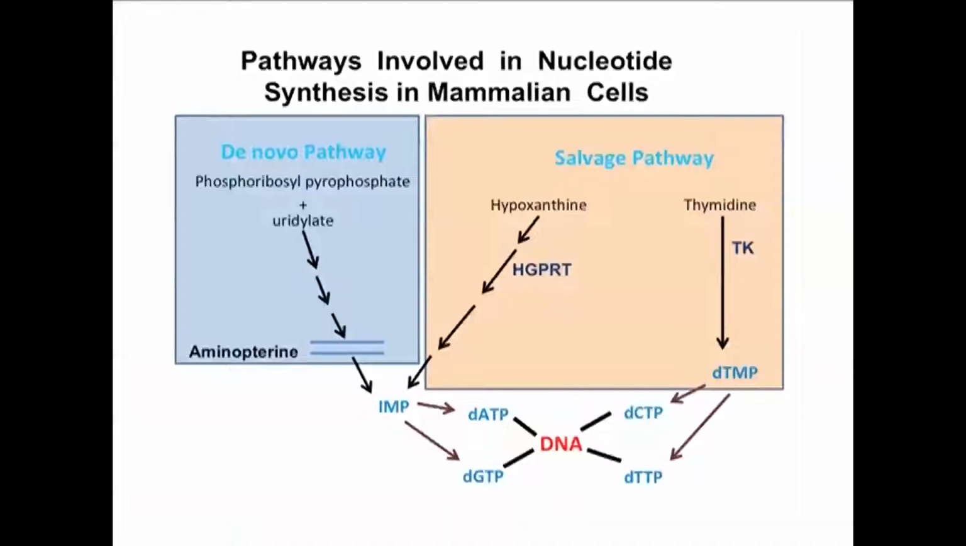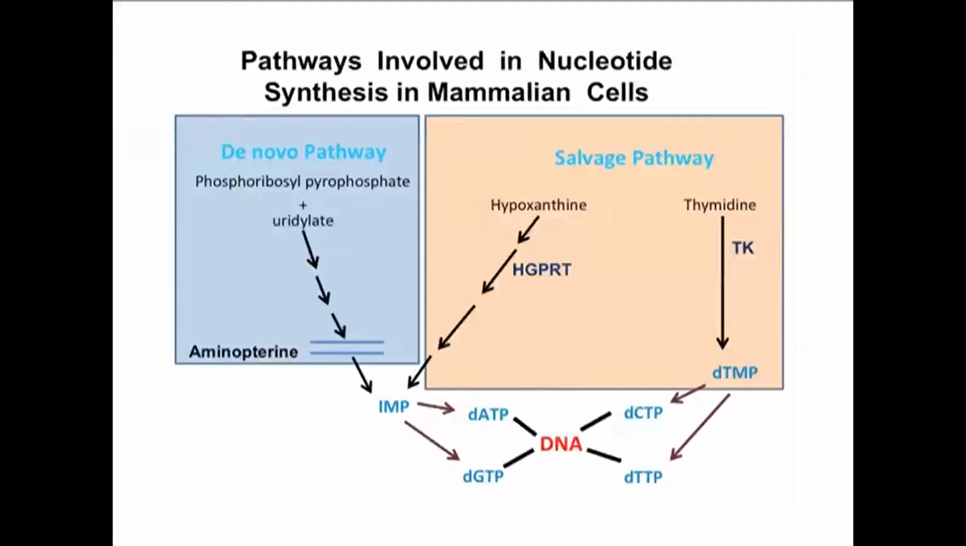2 very important enzymes are required for the salvage pathway. To convert thymidine to dTMP, thymidine kinase is a very crucial enzyme, and HGPRT or hypoxanthine guanine phosphoribosyl transferase is a very key enzyme for conversion of hypoxanthine to IMP in the purine salvage pathway.